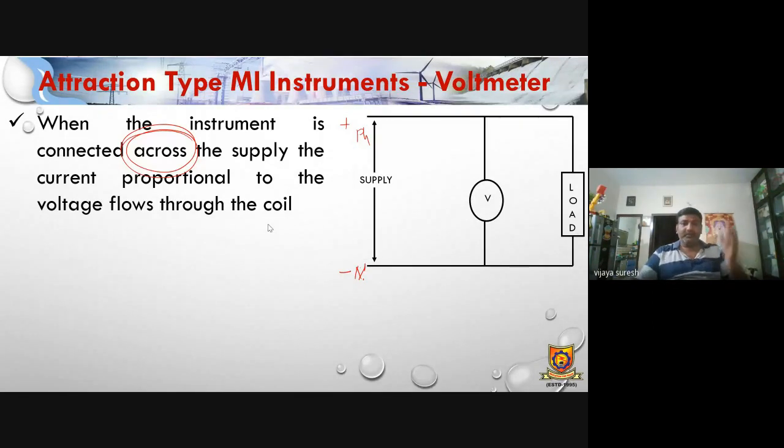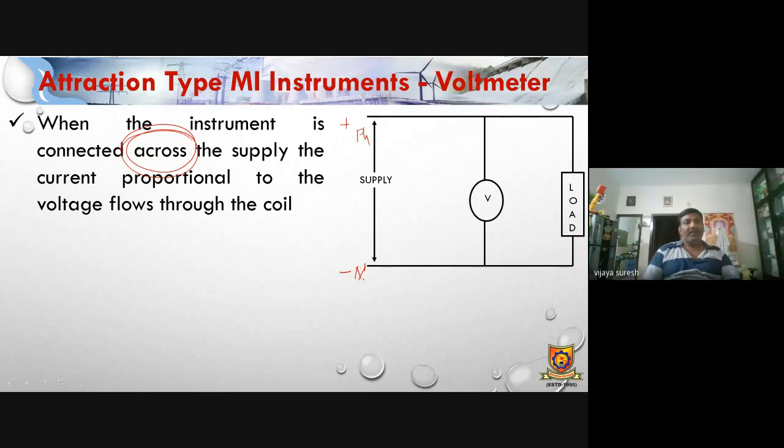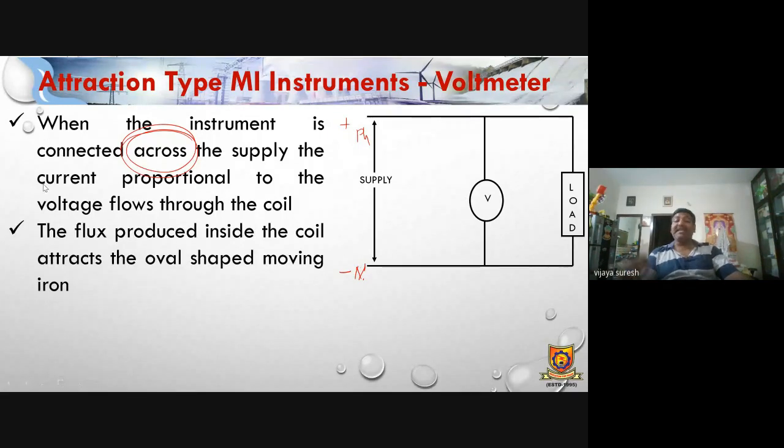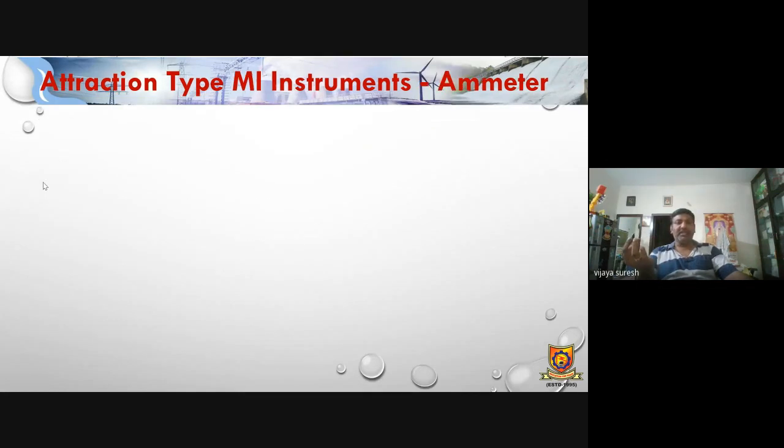So when the instrument is connected across the supply, the current proportional to the voltage flows through the coil, and the flux produced inside the coil attracts the oval shaped moving iron, so that the deflection takes place. As a result, the moving vane moves inside the coil, so that the pointer will have a deflection on the scale.